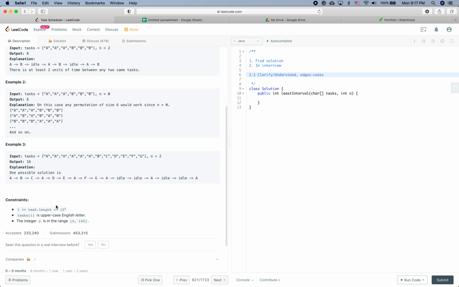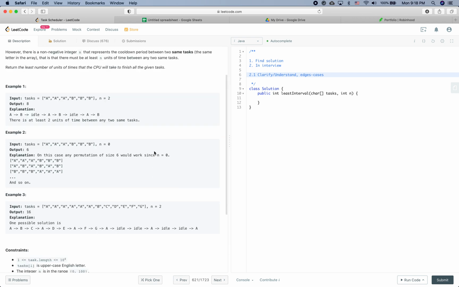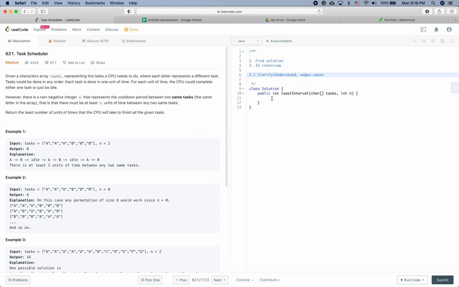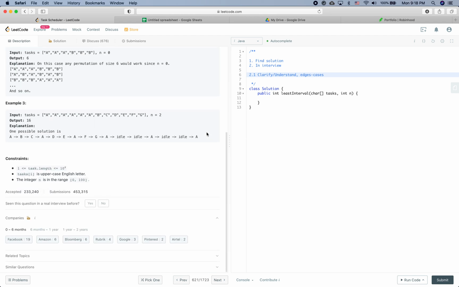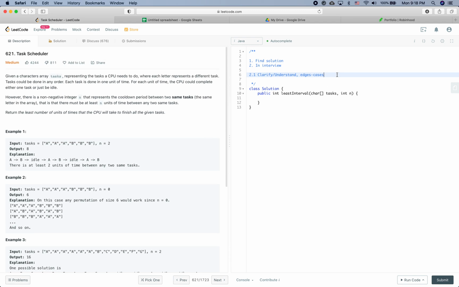Alright, so I think we are pretty much clear about this question. Let's see the constraints. The tasks length is between 1 and 10,000, and task i is a capital English letter, which means there are only 26 kinds of tasks, A to Z, and the integer n is in the range of 0 to 100. Alright, so I think it's pretty clear to me now. So what would be the edge case? I would say, given the constraints, I don't see any special edge case at this moment.